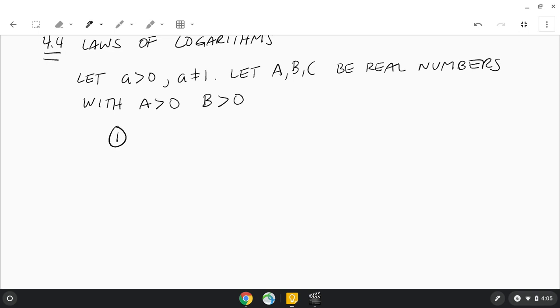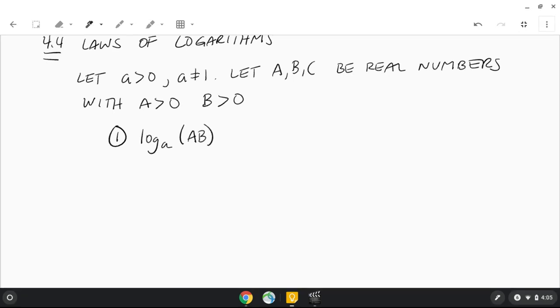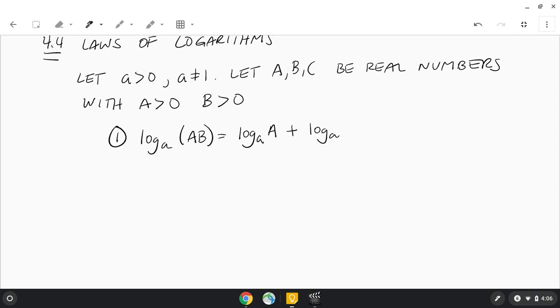With this in mind, we have these three main laws. The first one, log base a, which represents any base: if you're taking the log of a product, this first law says you can take this single log of a product and expand it. It is equivalent to the log of a plus the log of b. And this is an equivalence, which means that the other direction holds as well.